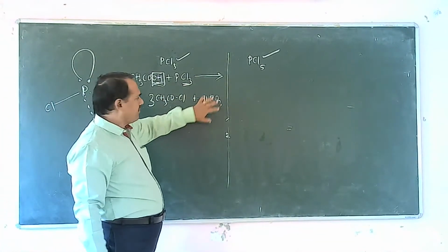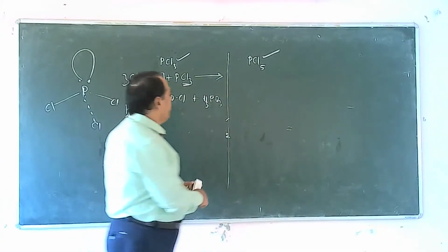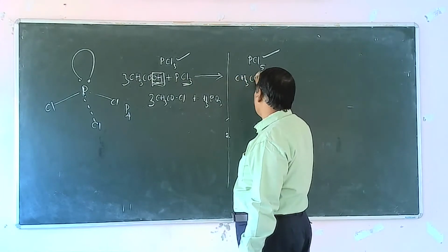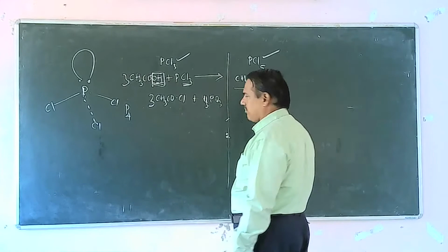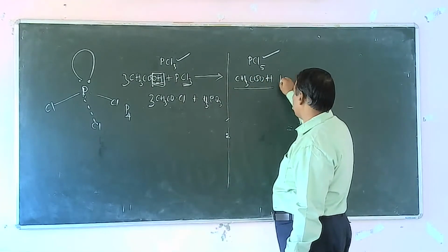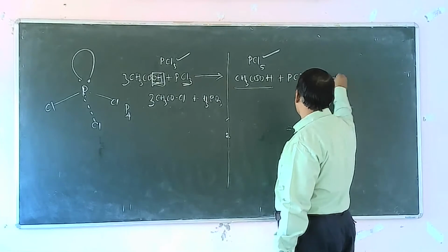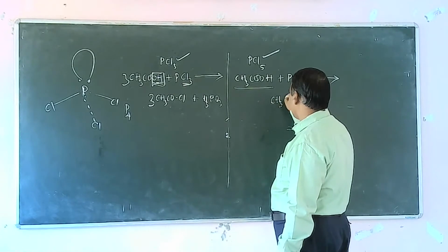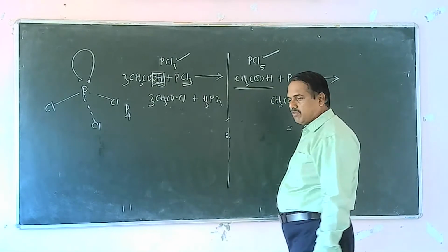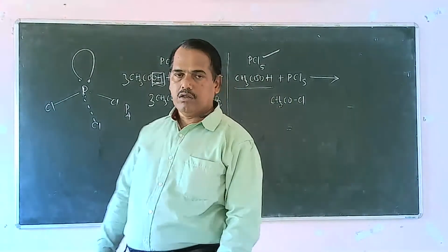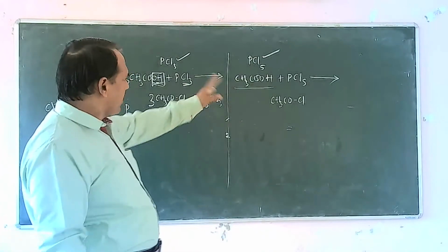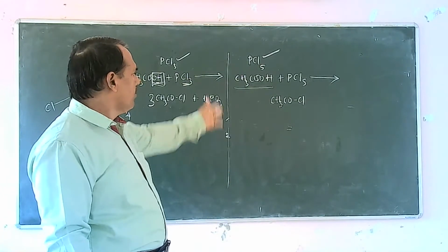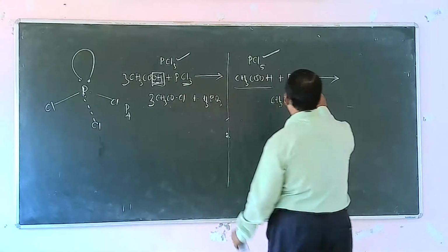Not phosphoric, it is called phosphorus acid, H3PO3. So when acetic acid, CH3COOH, which is a carboxylic acid, reacts with phosphorus pentachloride, you will get again CH3COCl, acetyl chloride. The PCl5 replaces the hydroxide of the organic compound. So you will get acetyl chloride.